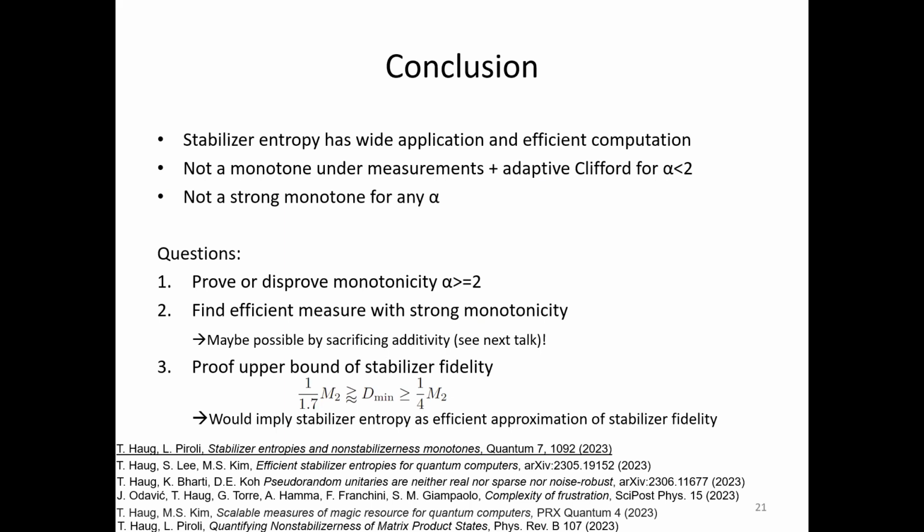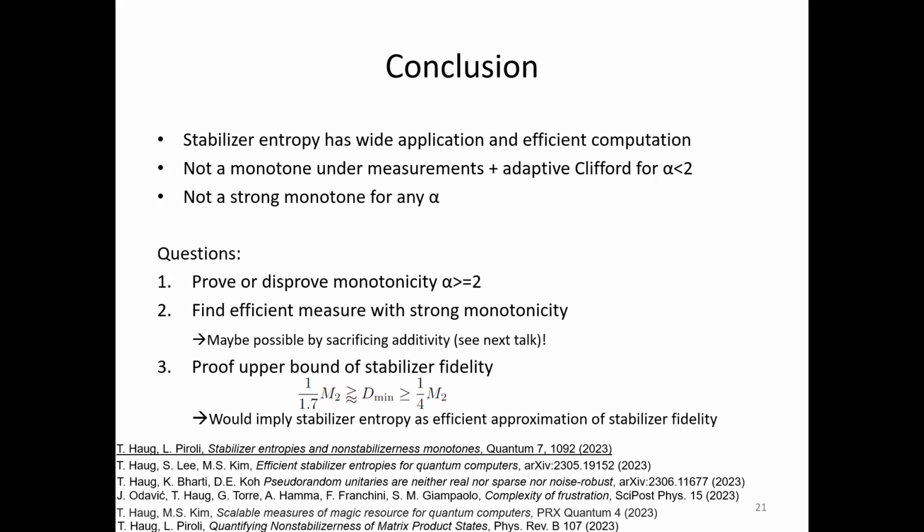The question that remains is, can we somehow prove or disprove the monotonicity for the case alpha greater or equal to 2? This would be very important to address. Then the question is, can we somehow recover the strong monotonicity? There's a possible explanation that Subin will talk about. Maybe it's possible to do it by sacrificing the additivity property of the Renyi stabilizer entropy. It may be possible to recover the strong monotonicity condition.